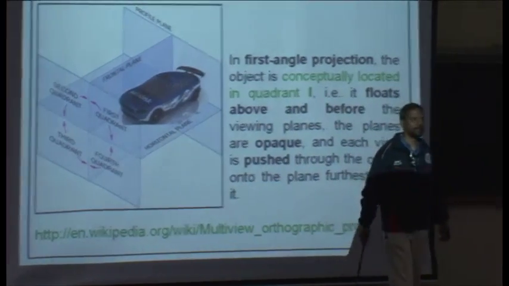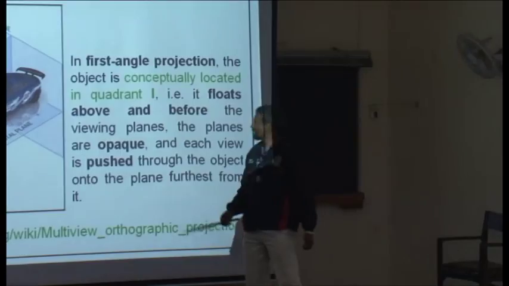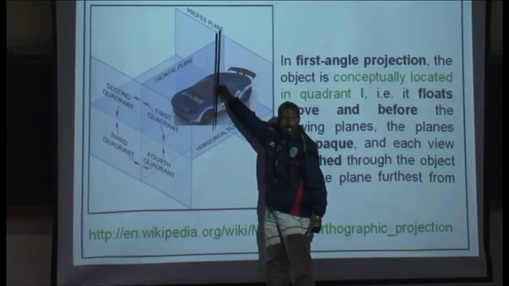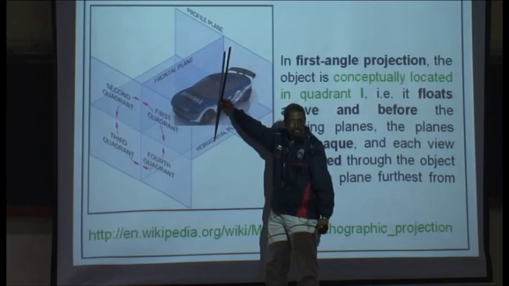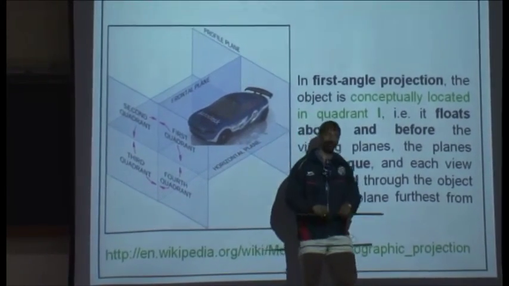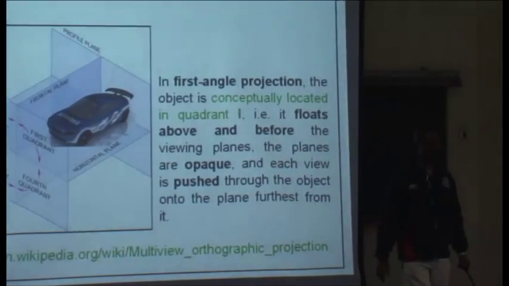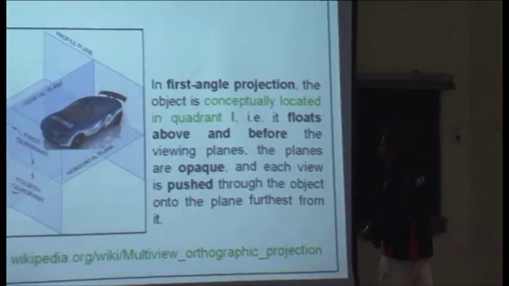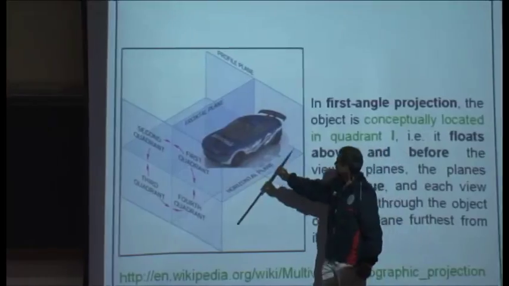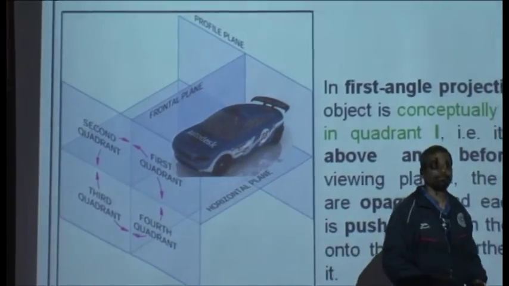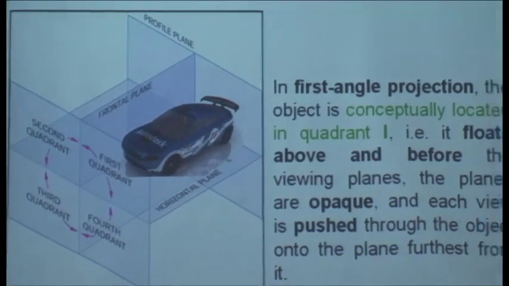Front view. Likewise, if you let the projections emanate from this object and hit the horizontal plane, flip it over, what will you get? The top view. Okay? And if you let the projections come out of this object, hit the profile plane, what do you get? Which profile?